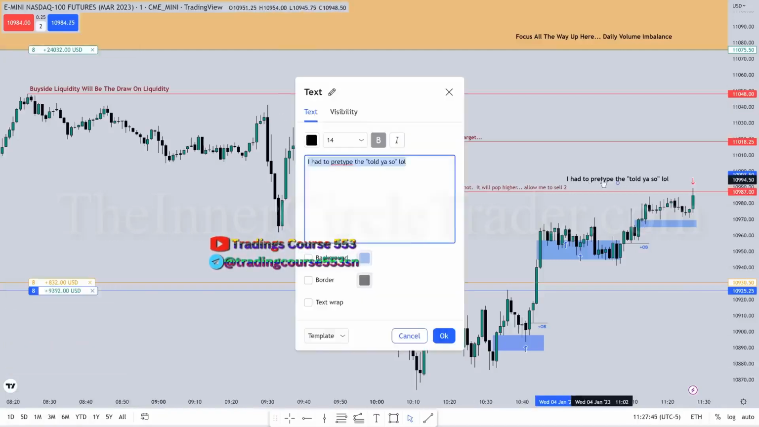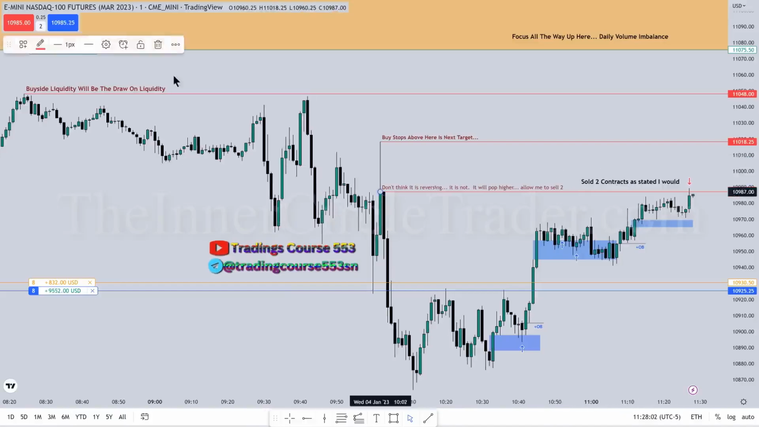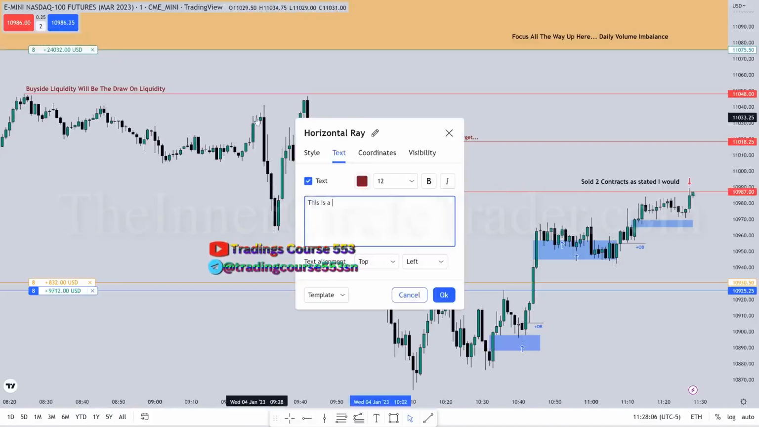There we go. So 2 contracts have been taken off as a partial. Stop is still where I have it. I'm waiting for it to expand more to the upside.